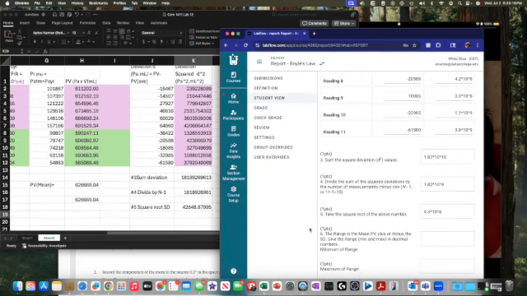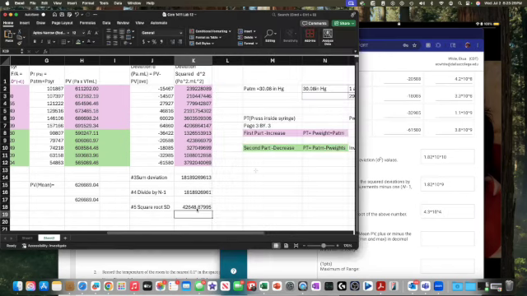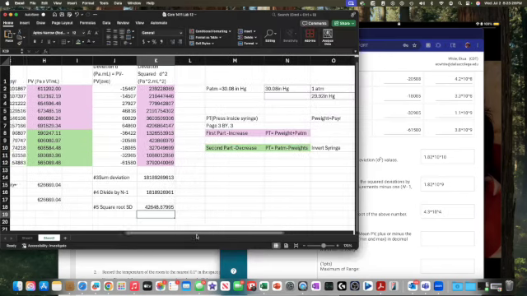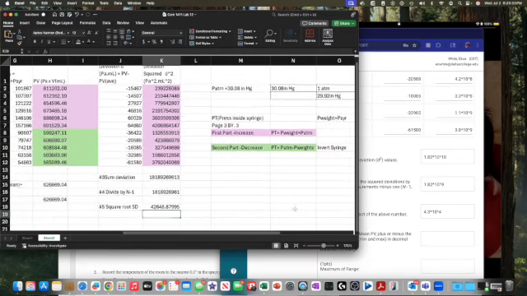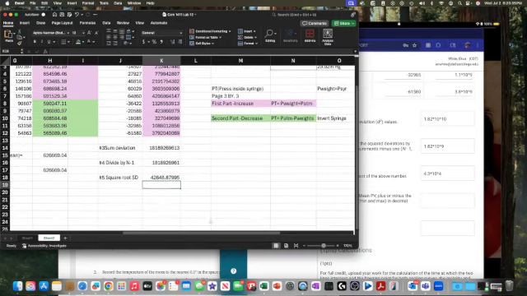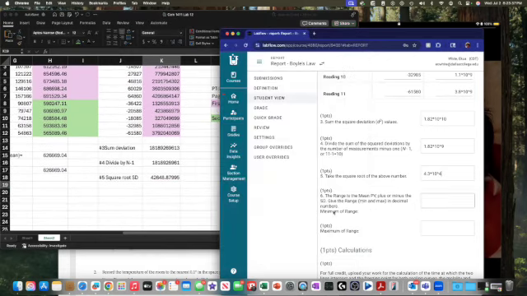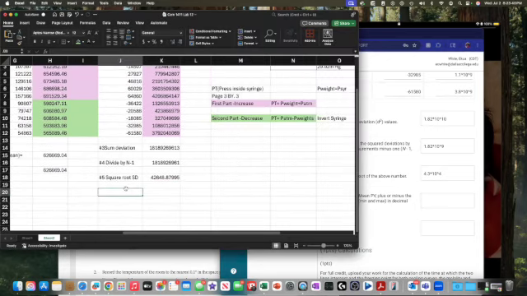The range is the mean PV plus or minus SD. So we have our standard deviation, right? That's it right here. So where's the range? I don't have this right here. Okay, I need to type this in. So minimum range. Min range. I thought I did the math here. Max range.